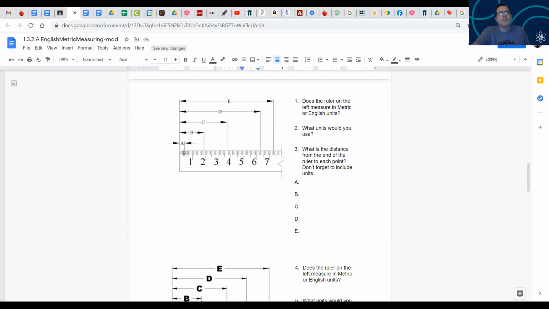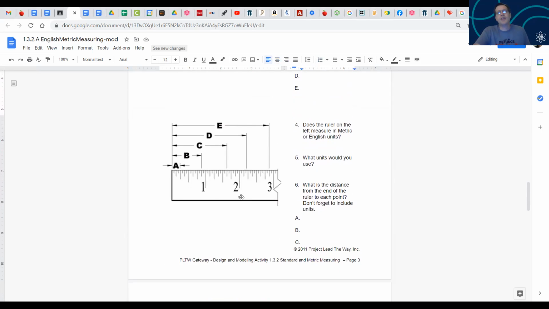And you just go and you look here. A is here, and it would read there. B is here, and it would read there. C is here, and you would read this one right here, and you'd see what is the reading of that line right there. And you do the same thing here.